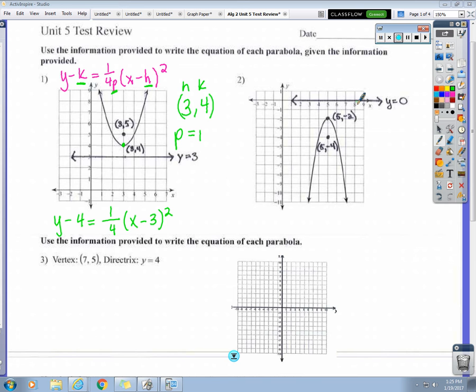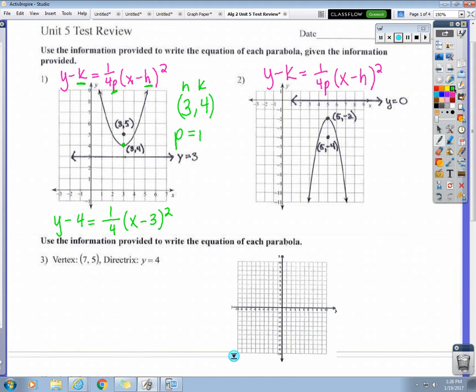Okay, again, in number 2, we have a parabola. What kind of directrix is this? Horizontal. Guys, anytime your parabola opens up or down, your directrix has to be horizontal. So again, we're still using this same one that starts with y minus k equals 1 over 4p times (x minus h) squared.